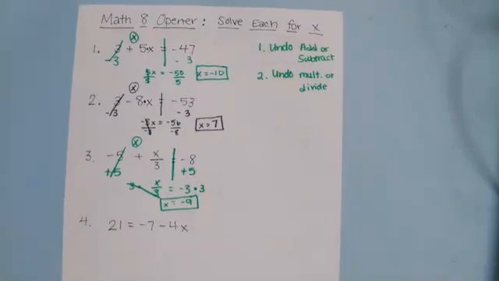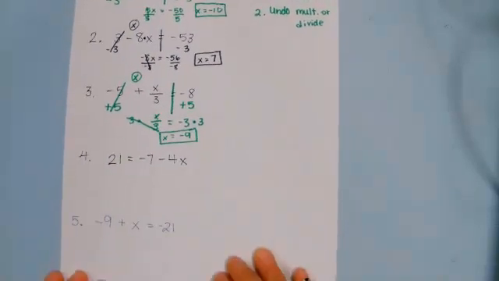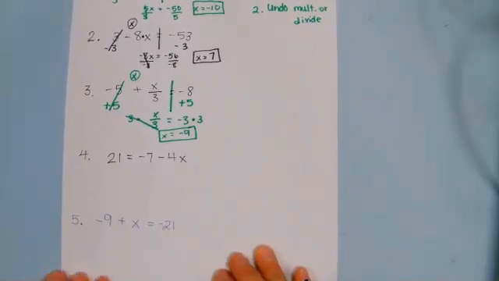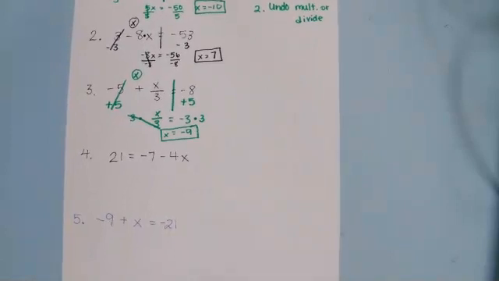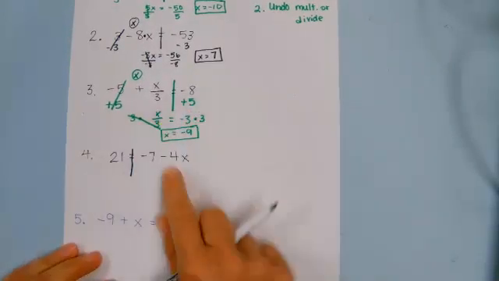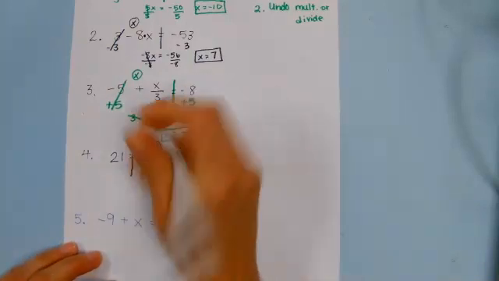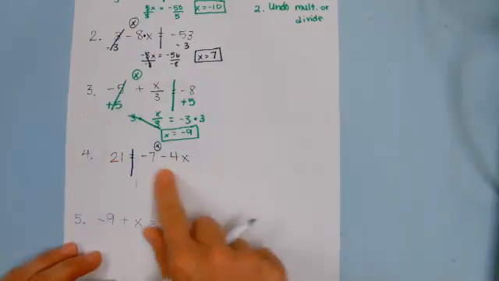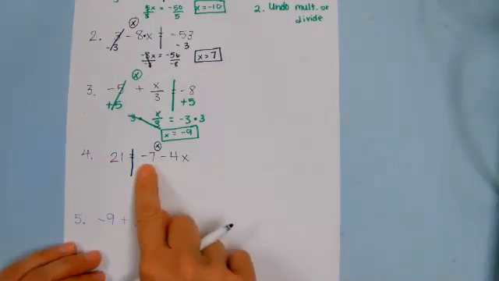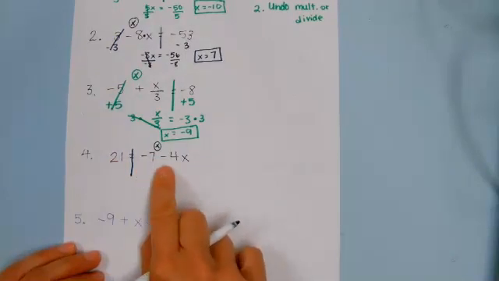Okay, number 4. You notice right away that this one looks different, because if you split this up, our variable is now on the other side. That's okay. There are no variables over here. So all that means is we're going to undo the numbers that are on this side. We're going to undo the 7 and we're going to undo the 4.